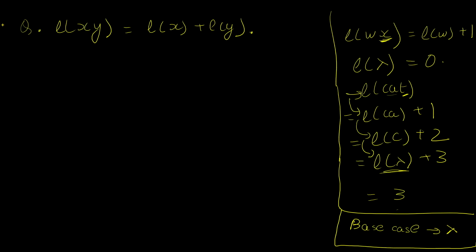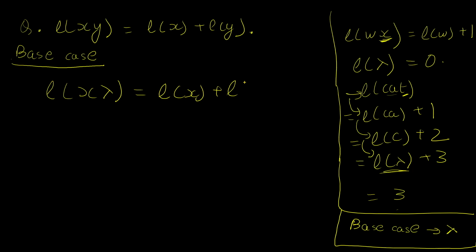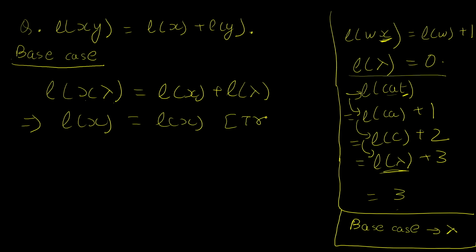Alright, so let's establish the base case for this one. In the base case, I want to show that this is true if I substitute one of these variables with a lambda, with an empty string. Let me write that down and it will be clear why. I'll just write length of x lambda is equal to length of x plus length of lambda. I just need to prove this as my base case. And can I say that this is true? Let's try to simplify one more time. I know that x lambda is just x. And I know that from the recursive definition of length, the length of lambda is just 0. So Lx is equal to Lx. So the base case is true.